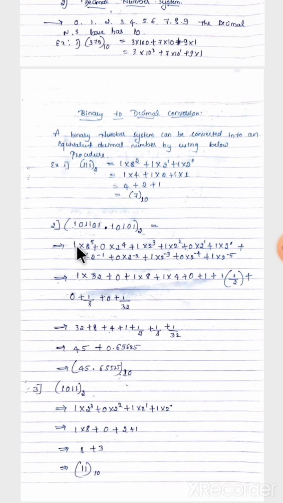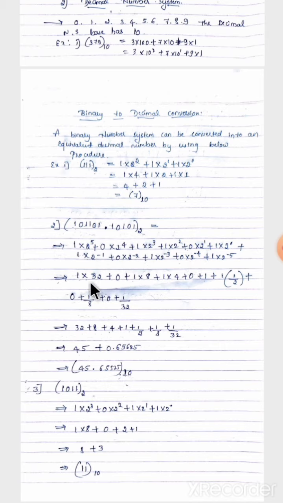So the first digit is 1 into 2 raised to 5, with positions 0, 1, 2, 3, 4, 5. Plus 0 as it is into 2 raised to 4, plus 1 into 2 cubed plus 1 into 2 squared plus 0 into 2 raised to 1 plus 1 into 2 raised to 0. Before the decimal point is clear. Next, plus 1 into 2 raised to minus 1 plus 0 into 2 raised to minus 2 plus 1 into 2 raised to minus 3 plus 0 into 2 raised to minus 4 plus 1 into 2 raised to minus 5.